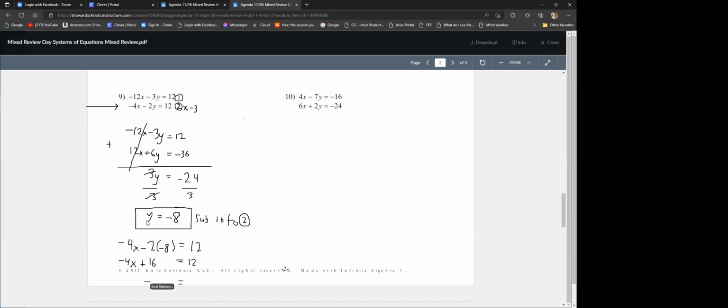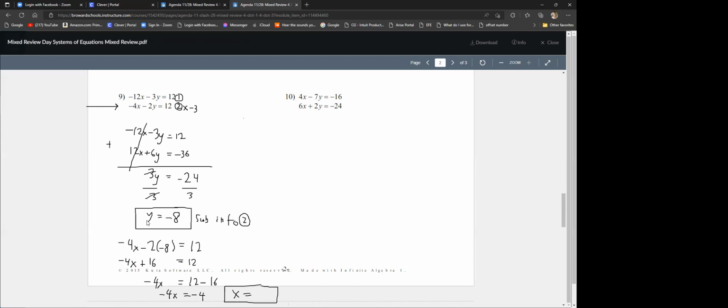Negative 4x here. What's the right side? 12 minus 16 or 12 plus 16? It's plus on the left side, so when we move it to the right side, it's negative. Subtract. So we got negative 4x equals negative 4. So therefore, x is what? What's negative 4 divided by negative 4?